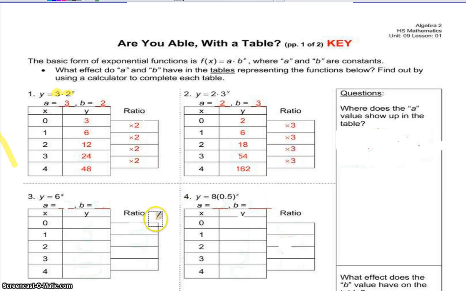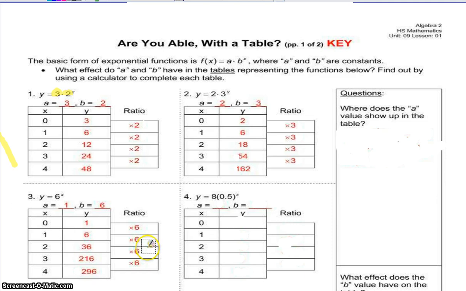So let's do the same for 6 to the power of x. Now what is my a here? Because I only have one number, I know that my a would have to be what? That's correct, it's 1. Which would make my b 6. So if I plug this number in my calculator, I get a value of 1, 6, 36, 216, and 1296. Making my ratio times 6.